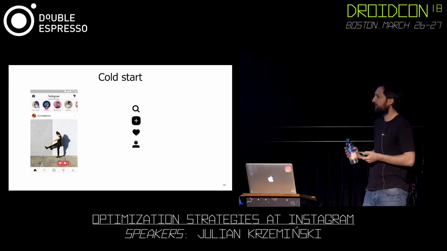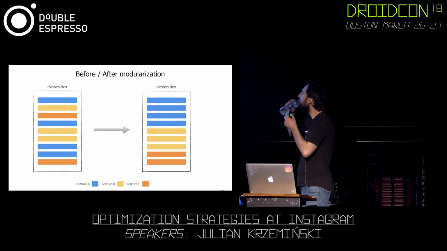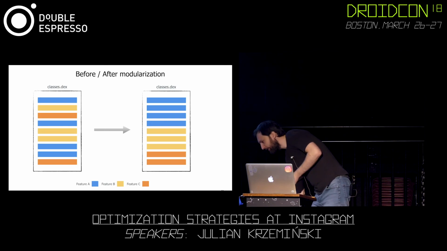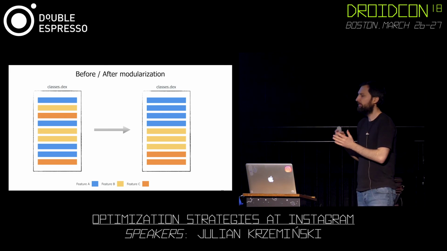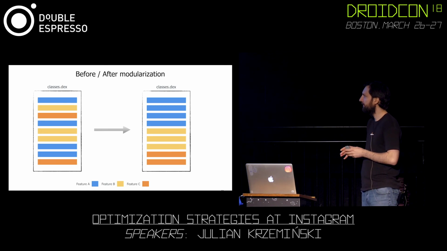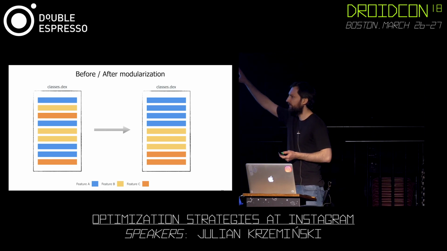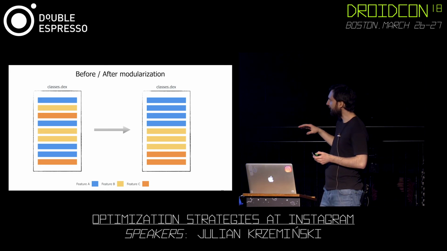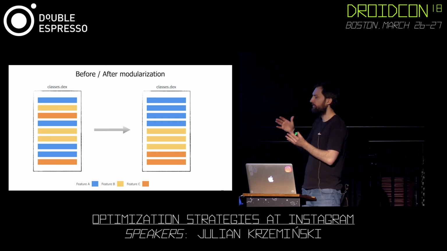But let's dig into this case slightly deeper. The classes.dex file is a file which contains Java code. Before modularization, there will be no specific order of classes in this file because it will simply depend on the build order or your dependency graph. When it's mixed, you will get this random order of classes in this file. After modularization, it looks more like this. So classes from one feature will be close to each other in this file.